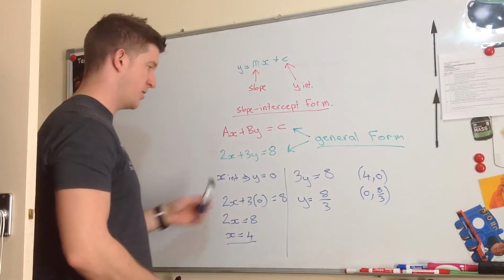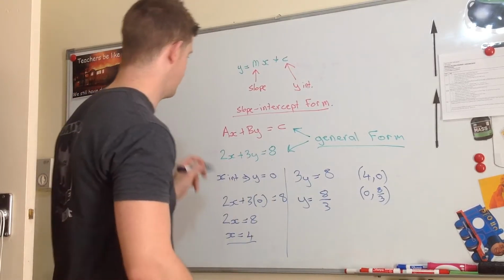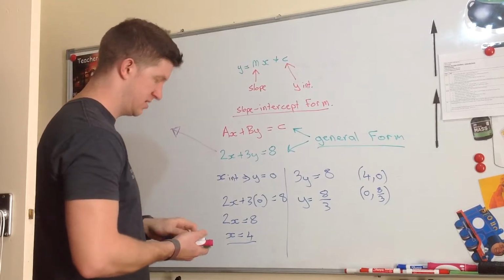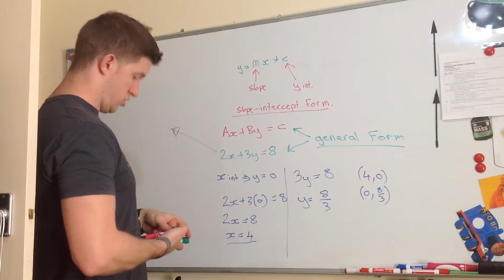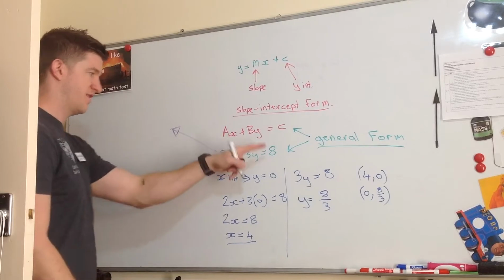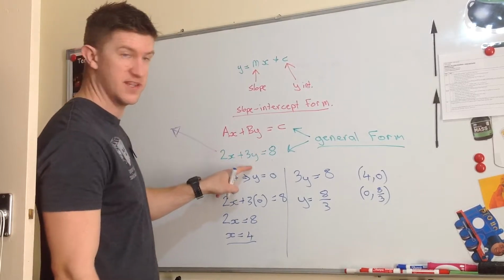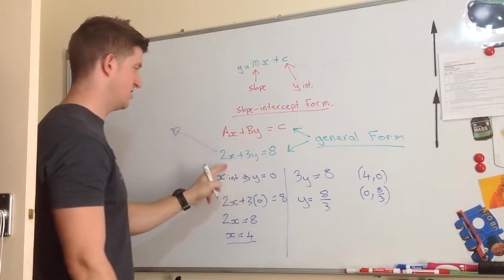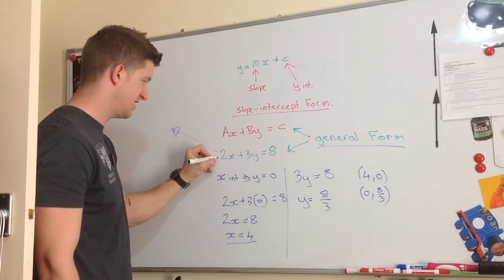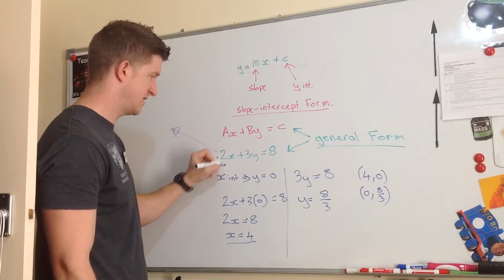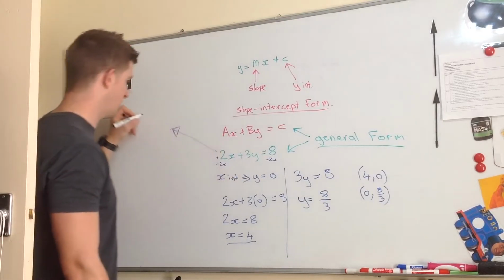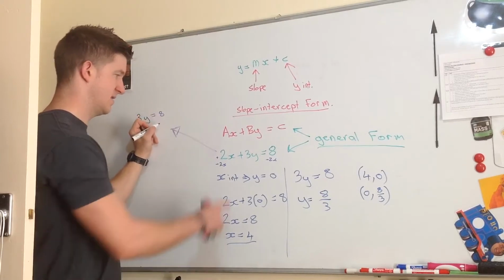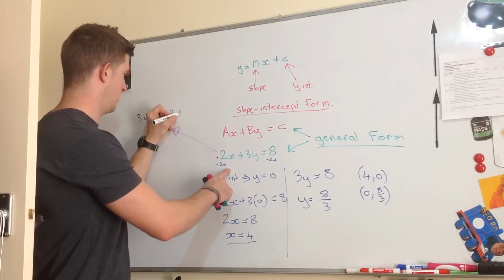Or I could rearrange this general form. So if I wanted to do that, go back to blue. So from this, what does slope-intercept form look like? Y by itself, and everything else on the other side. So let's start by moving the x. So remember it's plus 2x, so I want to take 2x from both sides. So that'll give me 3y, because it's all that's left on this side, equals 8 minus 2x.